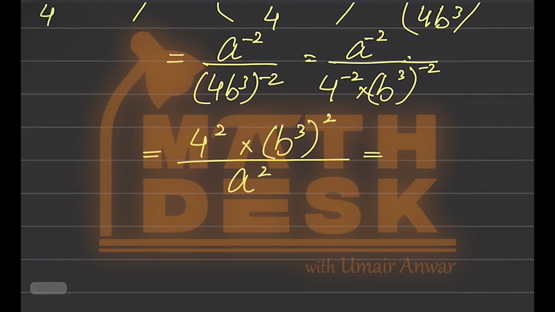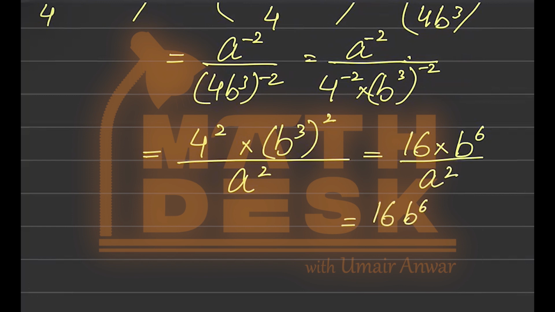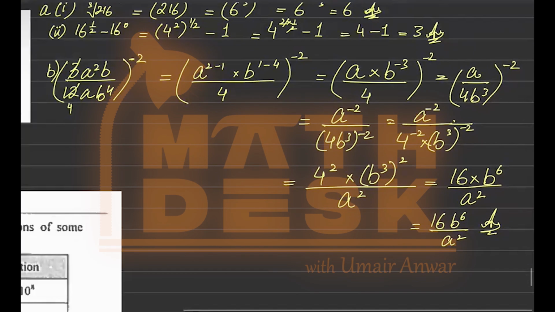Now 4 square is 16. This becomes b raised to 6 upon a square. So we have 16 b raised to 6 upon a square as the final, simplified answer for this given expression.